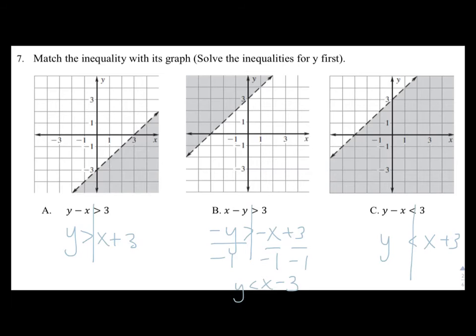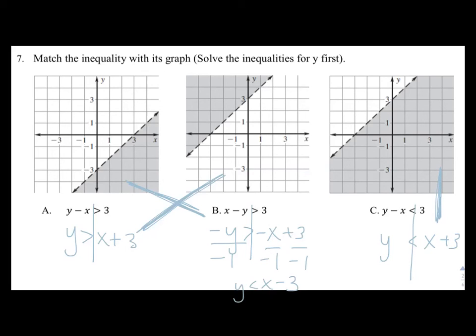inequality on A, the symbol is greater than, so it has to go with the second graph because it's the only one that's shaded above. And on the second one, y is less than x minus 3. So we look at the y-intercept of negative 3, and the only graph with that y-intercept is the first one. And then the last inequality, it's shaded below, so it's less than, has a y-intercept of 3, and has a slope of 1, so it's going to go with this last graph.